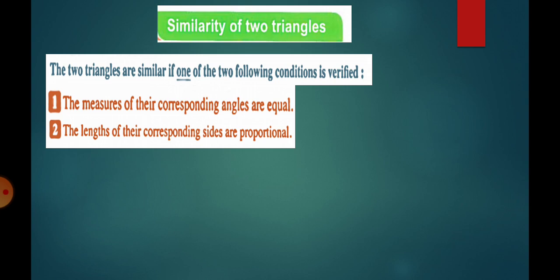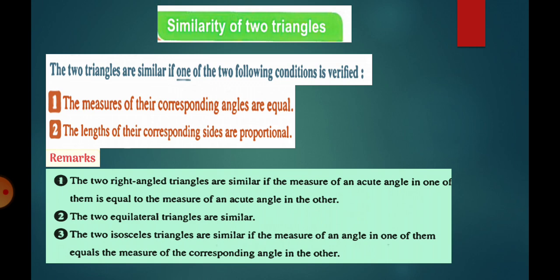Here in the triangle special case, we say the two triangles are congruent if one of the conditions is verified: the measures of their corresponding angles are equal or the lengths of corresponding sides are proportional.